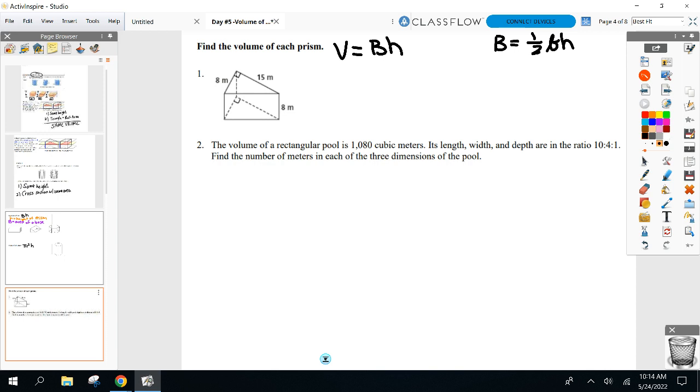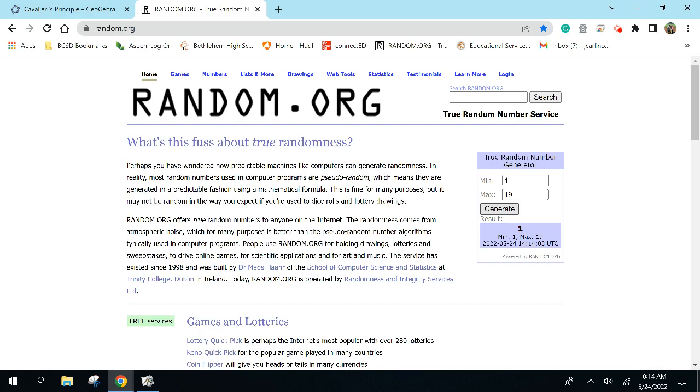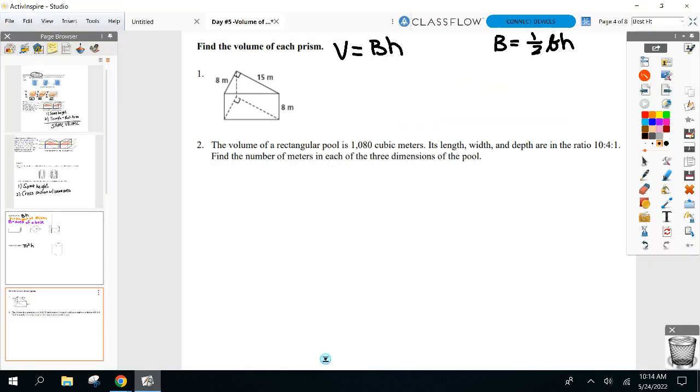Big B represents area of a base. What are the base and the height of that triangle? 15 and 8. Legs of a right triangle are the base and the height. So 1/2 times 15 times 8. Okay, everyone good? That's capital B, area of that triangle right there, 1/2 base times height.